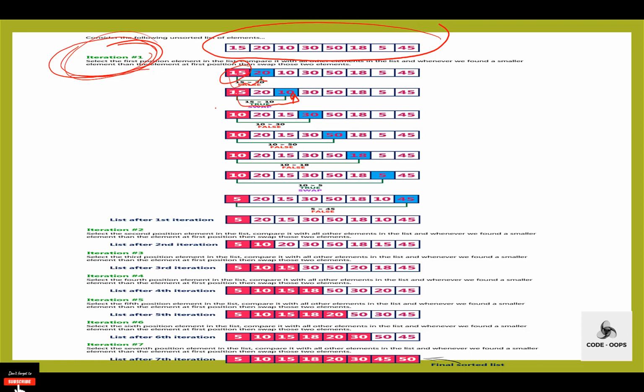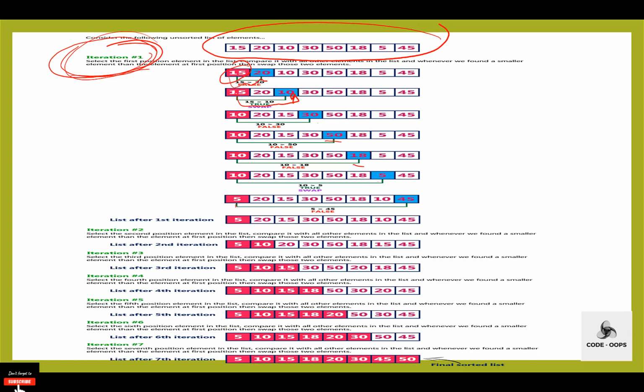Then after that, compare 10 with 30. 10 is greater than 30? The condition becomes false. Then compare 10 with 50. 10 is greater than 50? False. Then compare 10 with 18. 10 is greater than 18? False. No swap. Then compare 10 with 5. 10 is greater than 5, the condition becomes true. Then swap.